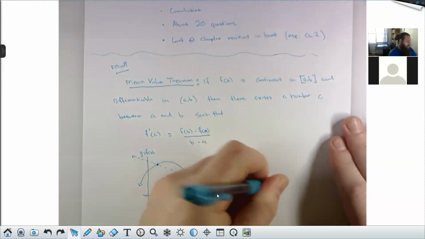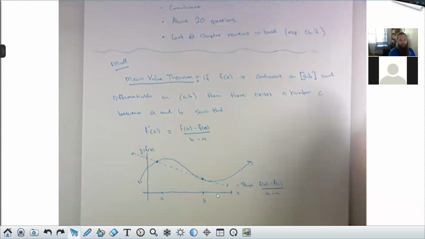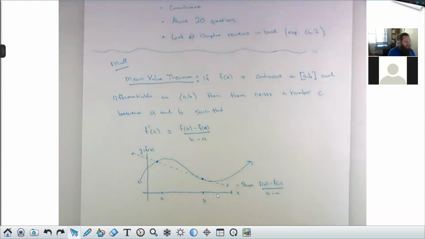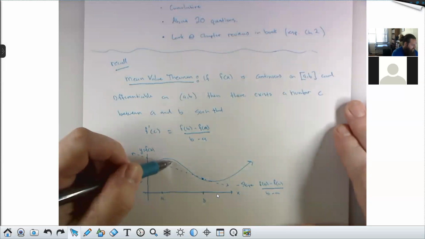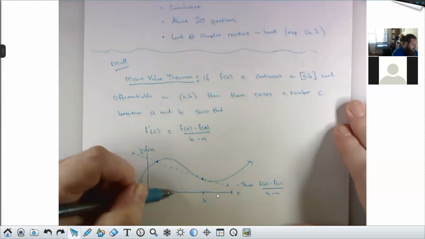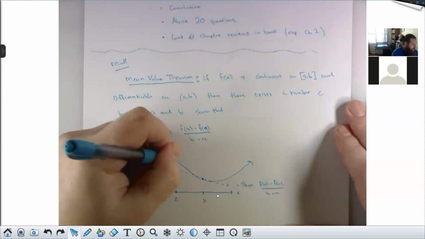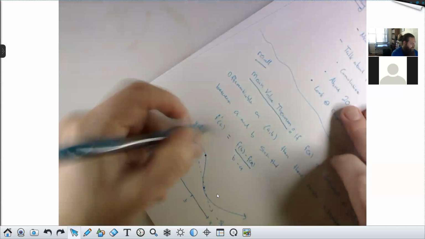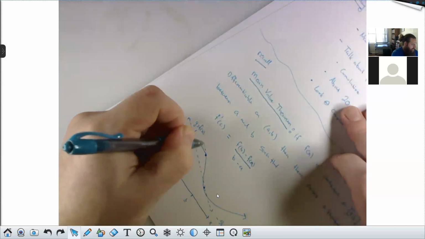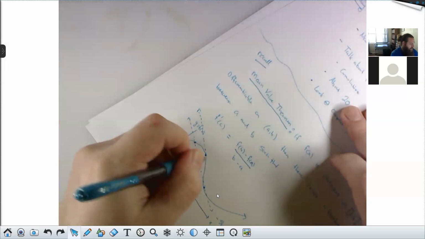It's f of B minus f of A over B minus A. What the mean value theorem says is that somewhere in between A and B, and to my eye, it looks like one of them is right about here, there will be a number C where the tangent line is parallel to that secant line.